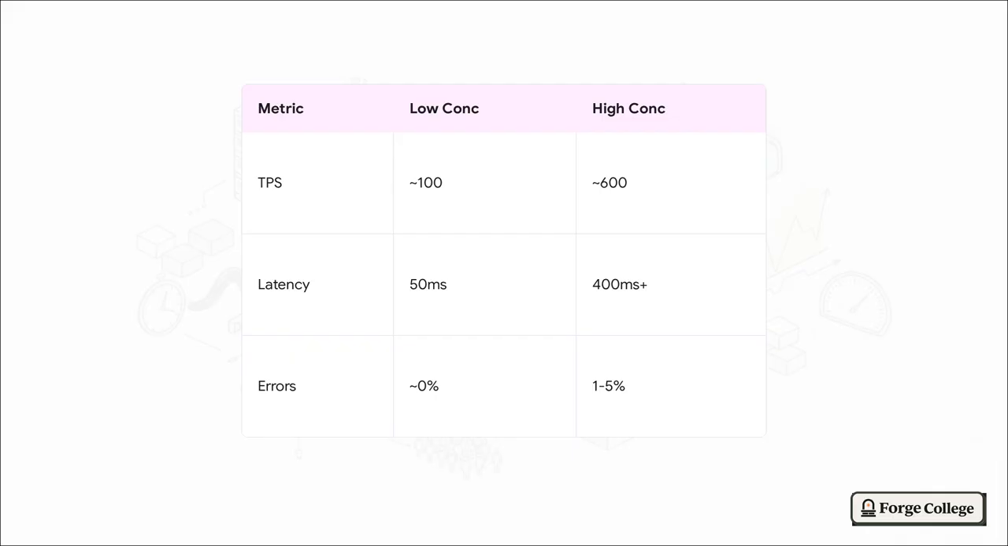But then, look what happens at high concurrency. Throughput hits a ceiling right around 600 TPS and just flatlines. The P90 latency spikes dramatically to over 400 milliseconds. And suddenly, out of nowhere, we're seeing a 1 to 5% error rate with transactions timing out entirely. The engine is definitely smoking. The question is, where exactly is that smoke coming from?